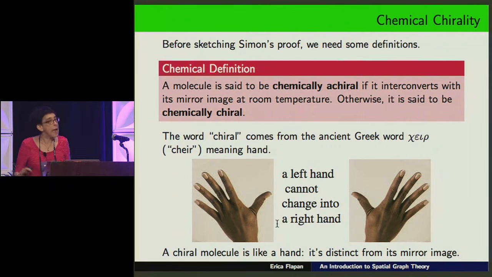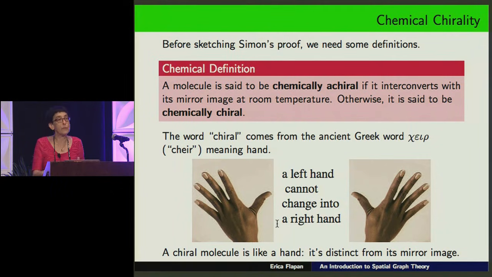But that's wrong. And the way to remember which is which, because it's easy to get confused, is to think about the etymology of the word. So the word chiral actually comes from the ancient Greek word chi epsilon iota rho, which I'm not going to attempt to pronounce, in particular because I gave a talk where I tried to pronounce it, and someone who actually spoke ancient Greek told me that I was doing it wrong. So I'm not going to do that. But in any case, it came from this word, which in ancient Greek means hand.